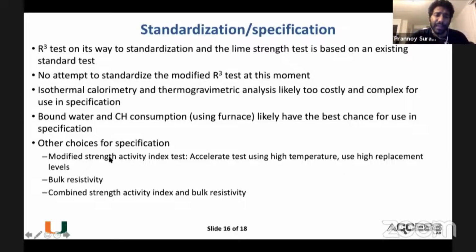As an example, I said the strength activity index test does not work, but you can accelerate that test and make it more effective using high temperature, or you can use high replacement levels and make the test work. As far as we know, research on this has been very limited, so I'm not really covering it. Then there is bulk resistivity. Resistivity is, in very simple terms, measuring how resistant the concrete is to current passing through. And you can combine the strength activity index and the resistivity test as well.